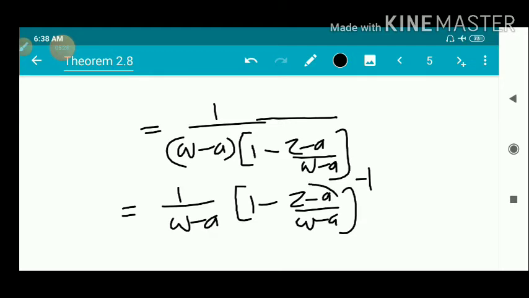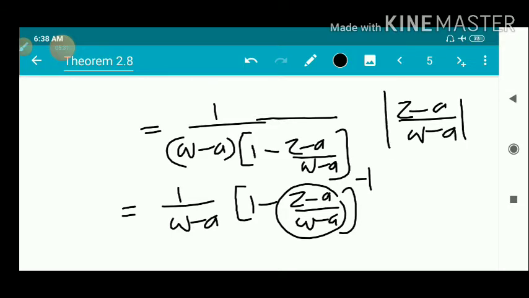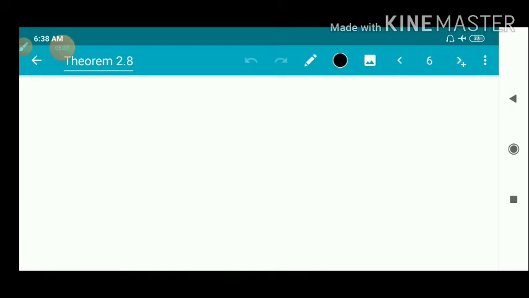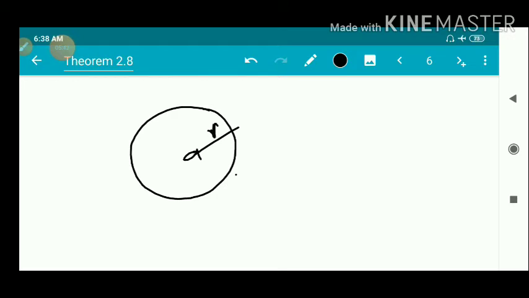Now this term (z minus a) divided by (w minus a), consider the modulus of this term. We have a circle with the center a and a radius small r, and this we called gamma.